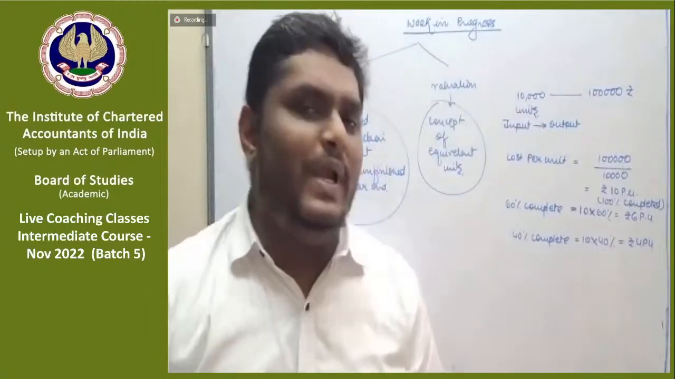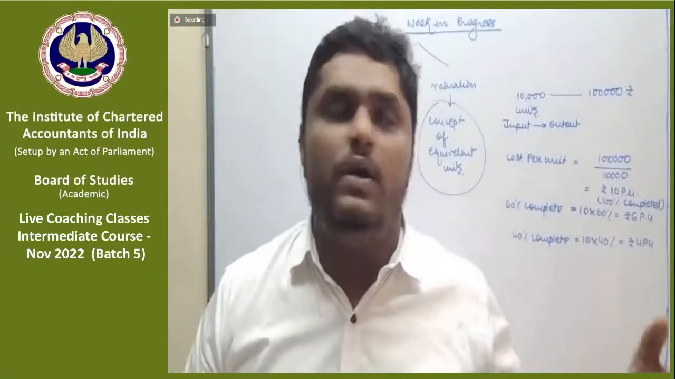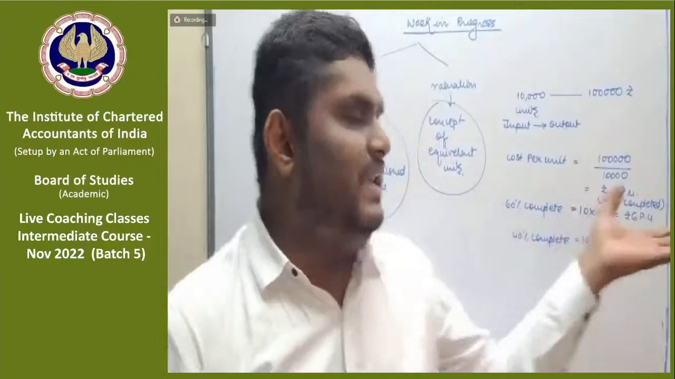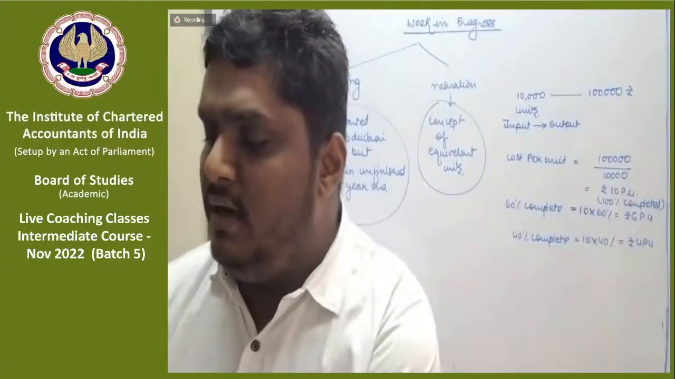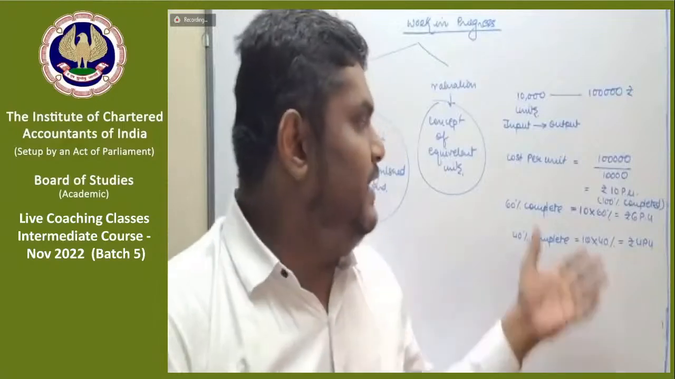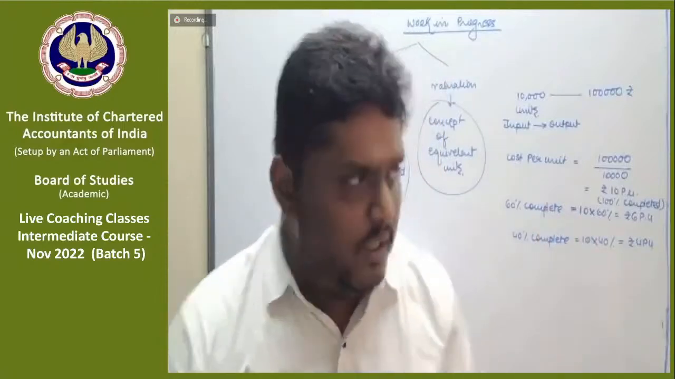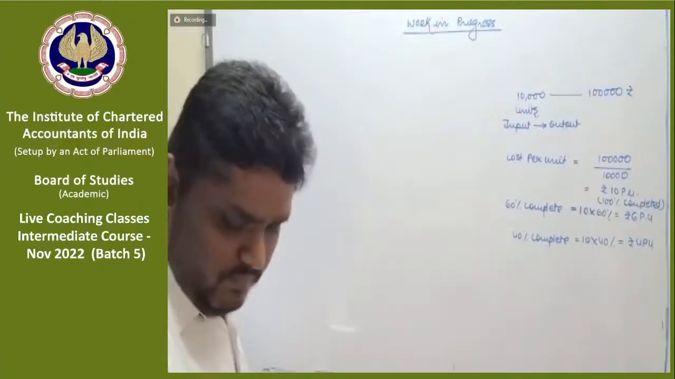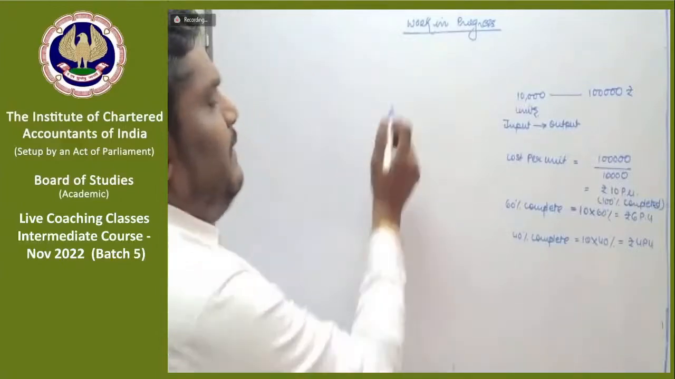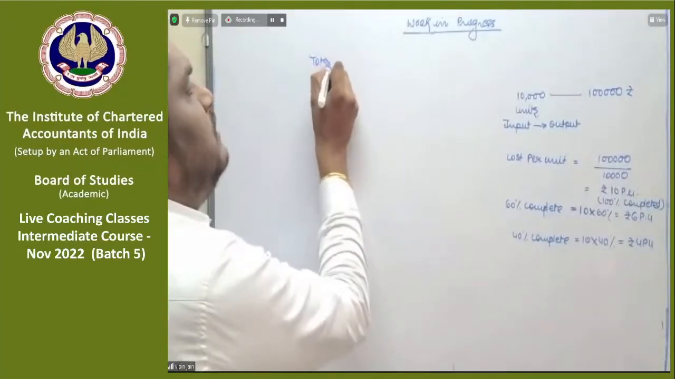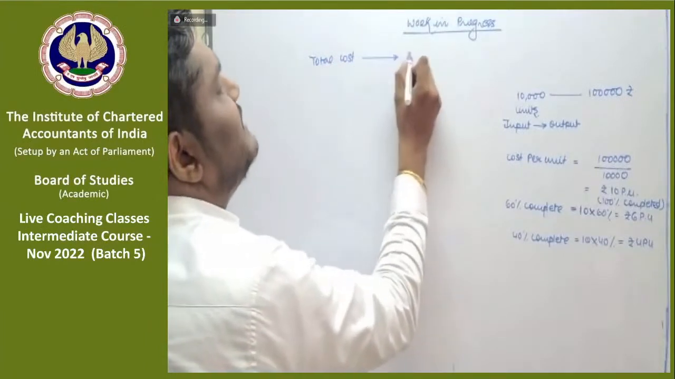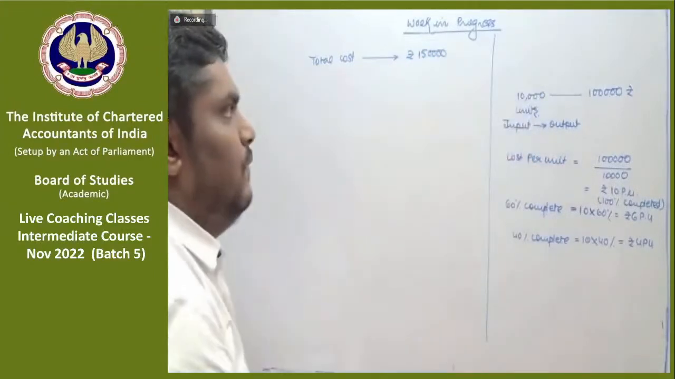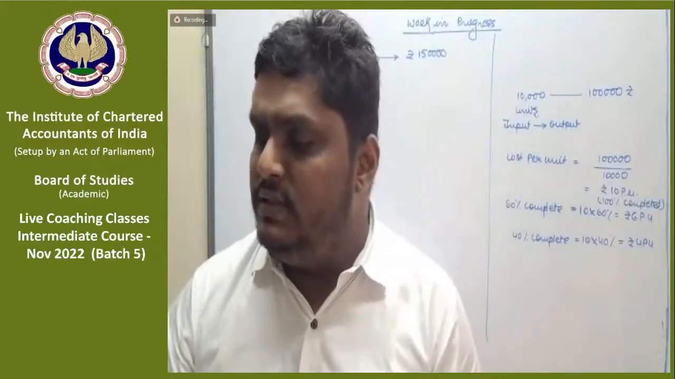Now, this is a very simple example wherein we are able to calculate the cost of units that are 100% complete. And if these units are 60% complete, we can easily calculate the cost. If these units are 40% complete, we can easily calculate the cost. Now, let's take one more situation wherein let's say the total cost incurred is rupees 1,50,000. The total cost incurred till date is 1,50,000.